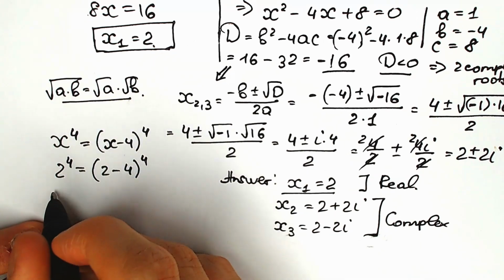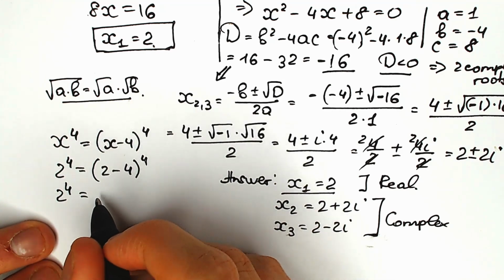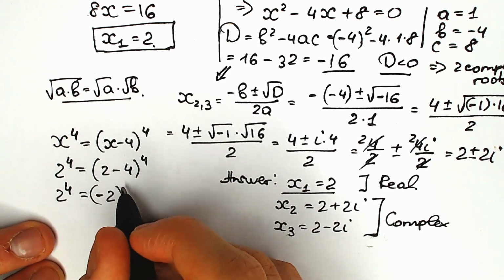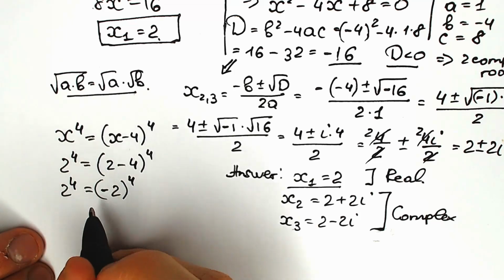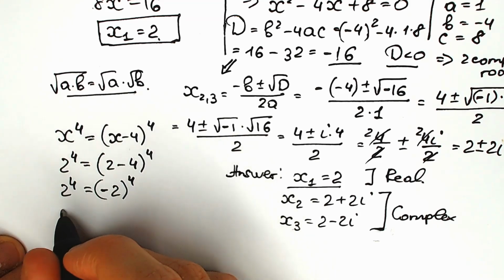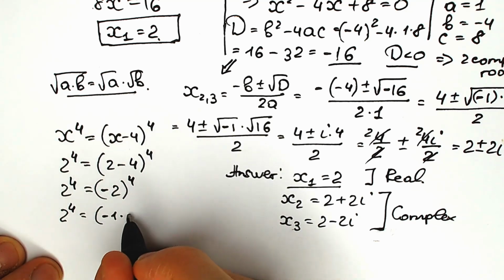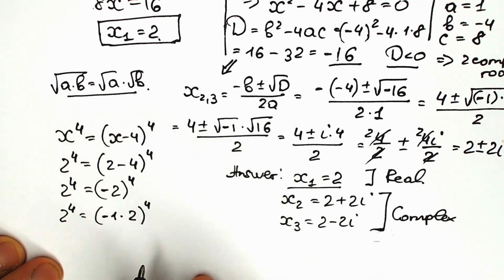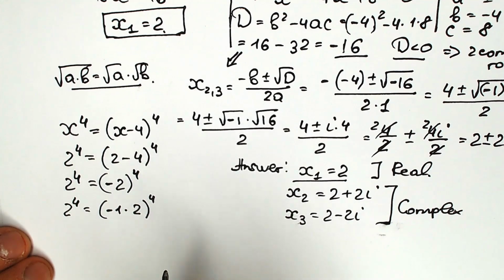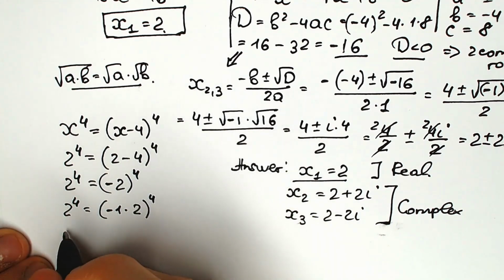Really great. So 2 to the fourth power on the left side. On the right side, we have inside parentheses minus 2, to the fourth power. And here's the tricky moment. It's not the same expression right now at this point. But if you look closely, instead of this minus 2, we can easily write minus 1 times 2, to the fourth power. We can easily write like that. And we can easily raise this minus 1 to the fourth power and 2 to the fourth power.